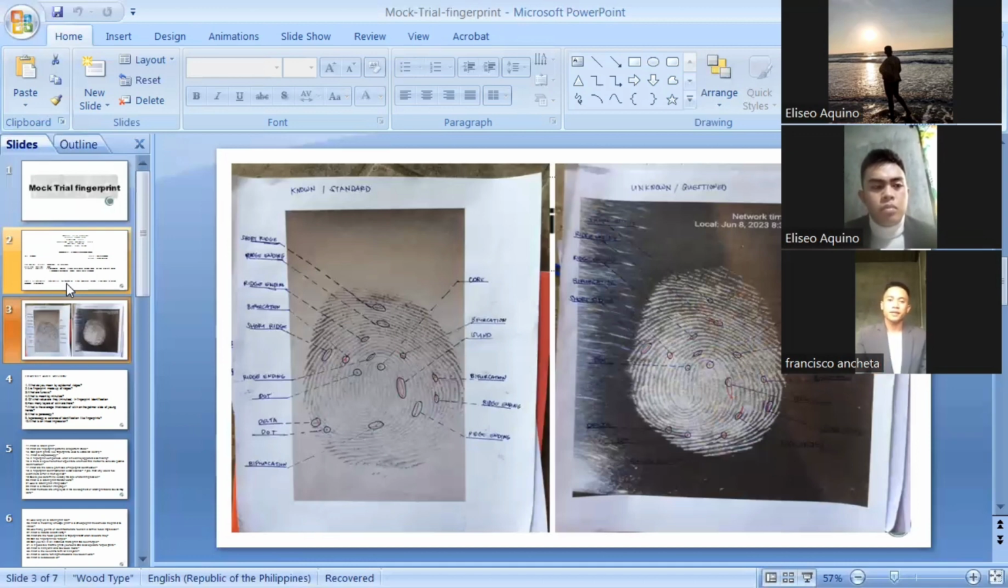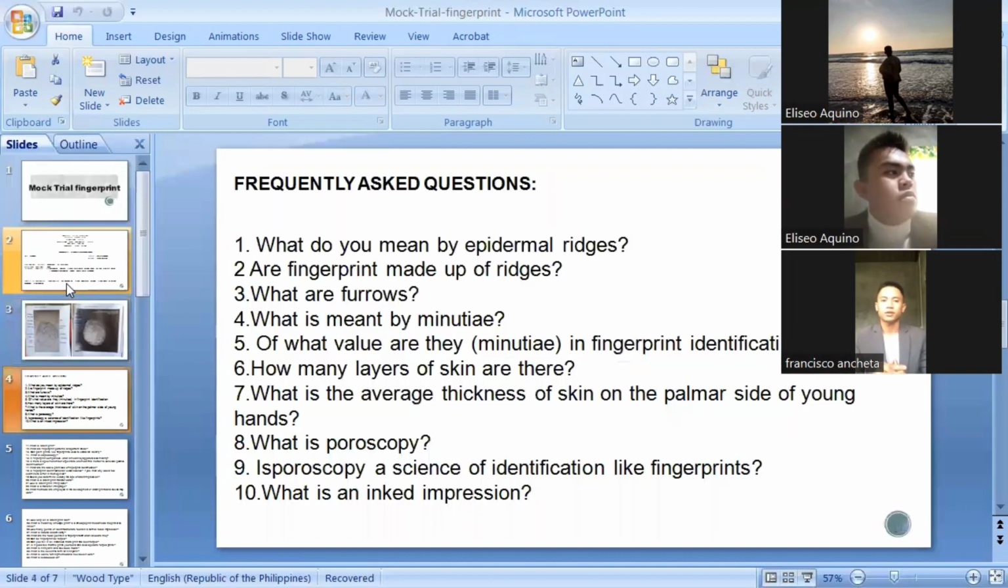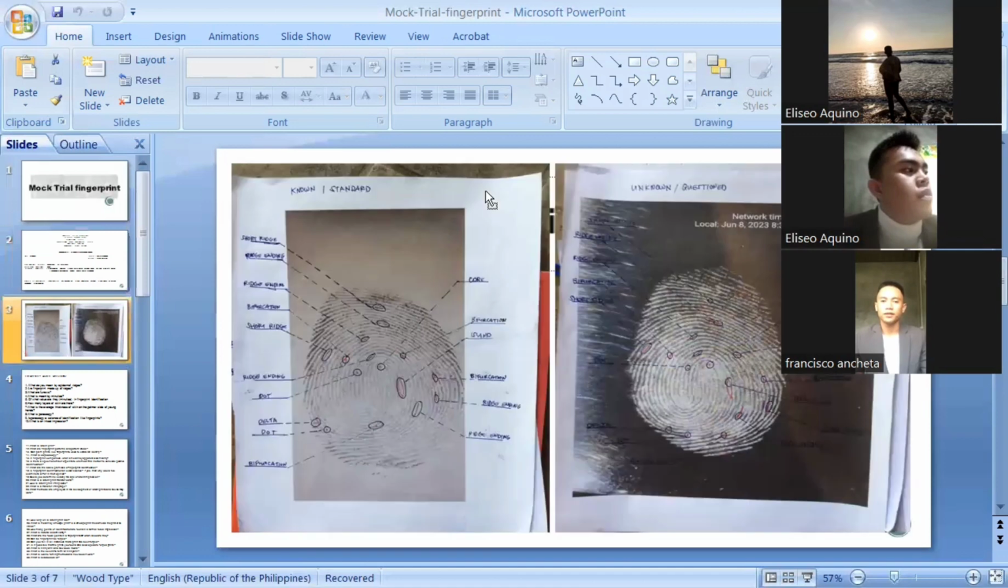What do you mean by epidermal ridges? So epidermal ridges refer to the grooves in the outermost layers of the skin, on the palms of the hands and soles of the feet where sweat glands open. Those ridges and the sweaty marks they leave are what we call fingerprints.